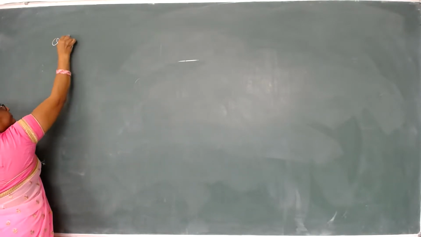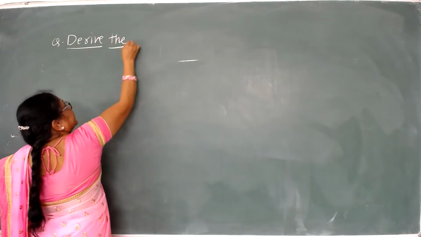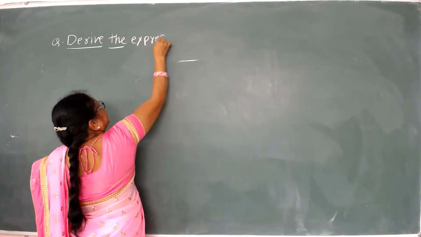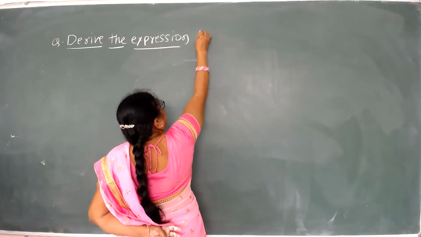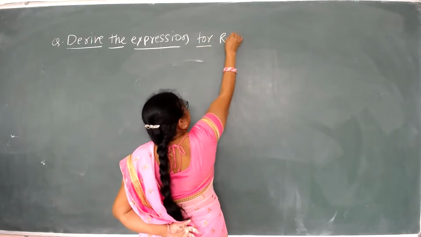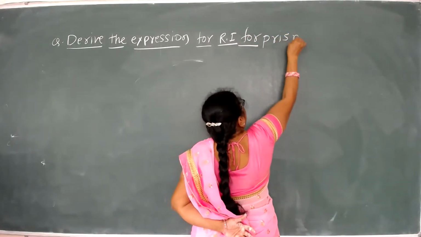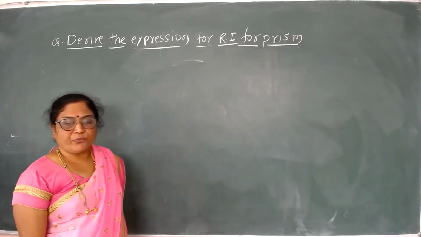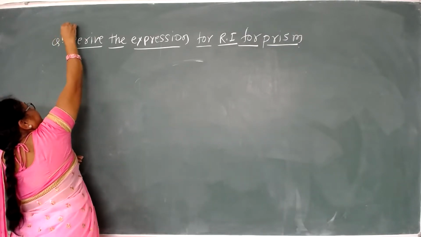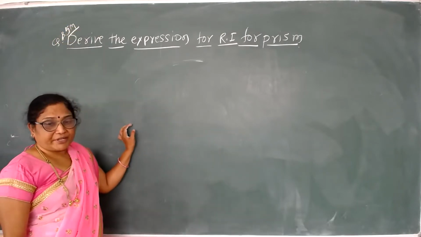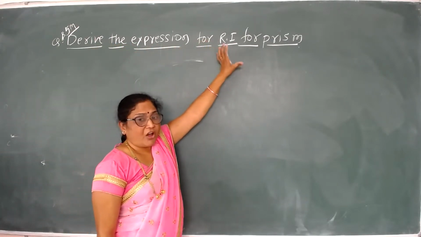Derive the expression for refractive index for the prism. This is a very important question for the annual examination, for 5 marks. It is a question repeated every year: derive the expression for the refractive index for the prism.